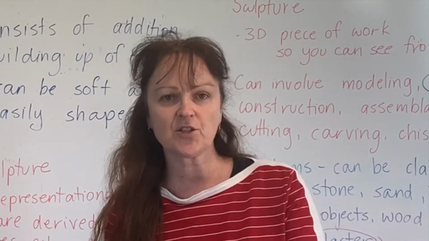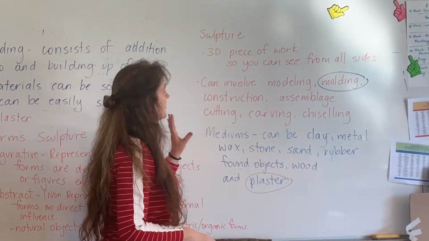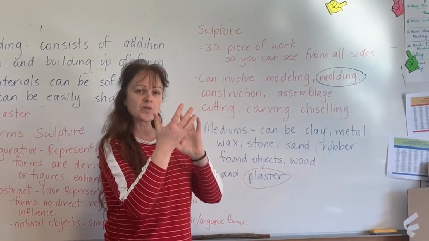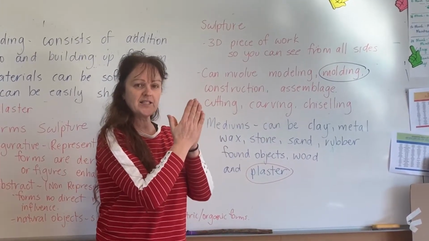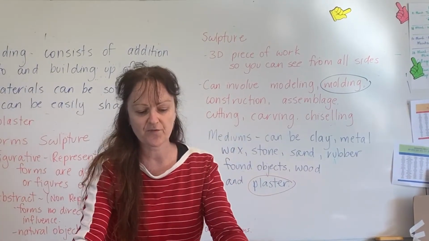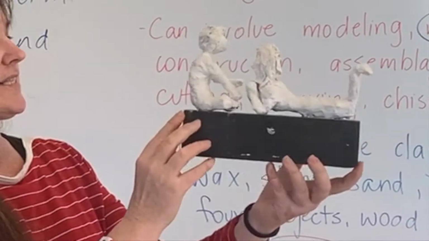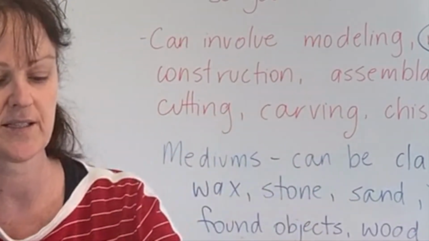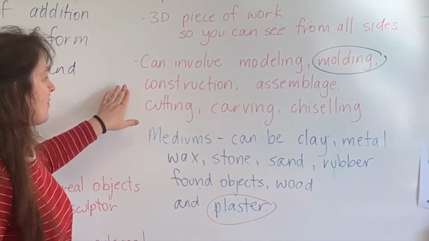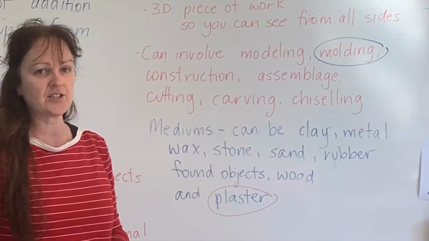So the first thing I'll do is I'll explain to you a little bit about sculpture. Sculpture is a 3D piece of work. So what that means is you can actually see it from all sides. So it's not flat like a painting or on a canvas or a piece of paper. So you can grab your sculpture and I could walk around and see that from all sides. It can involve modeling, molding, construction, assemblage, cutting, carving and chiseling.